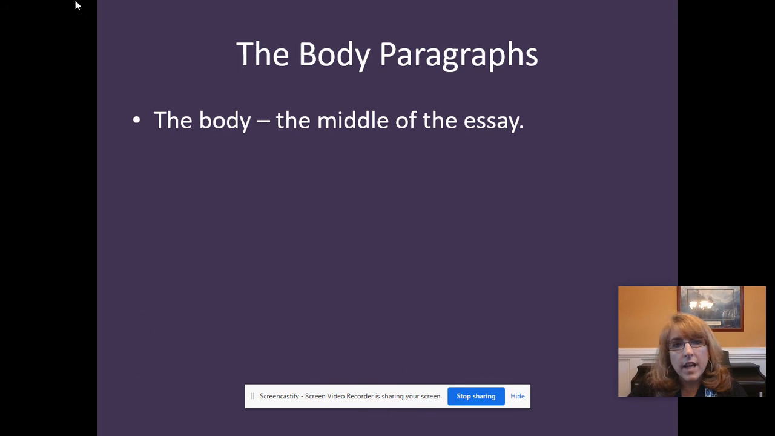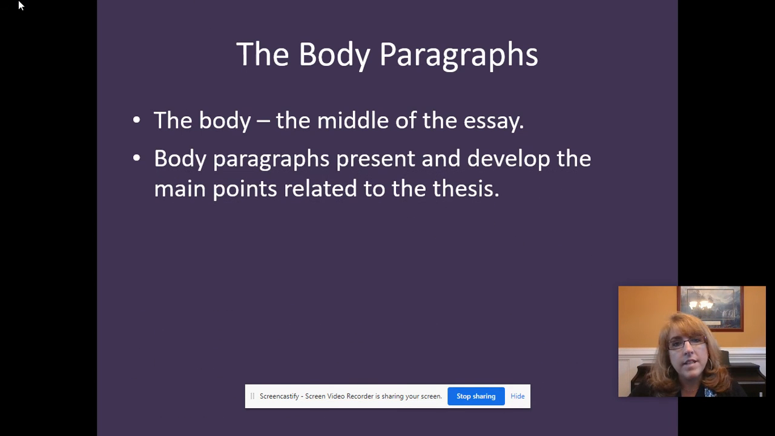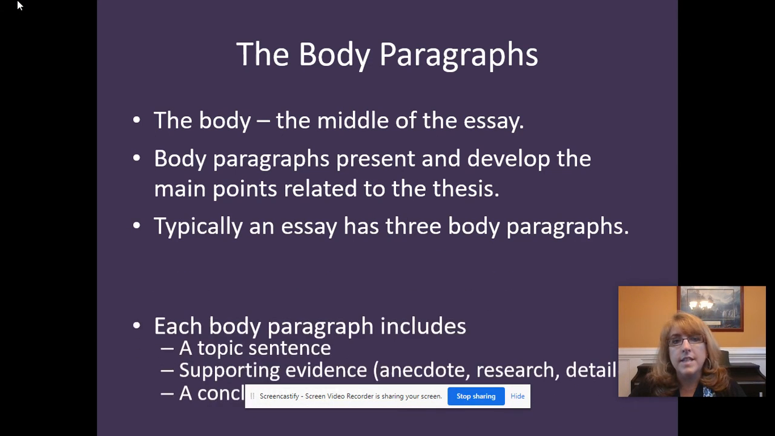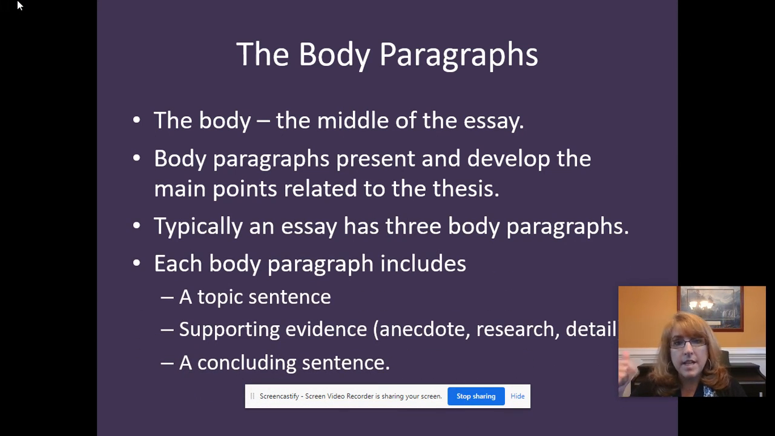I'm just going to quickly go through this. The body is the middle of the essay. Each body paragraph should develop one main point connected to the thesis. It should have a topic sentence, supporting evidence, and a concluding sentence.